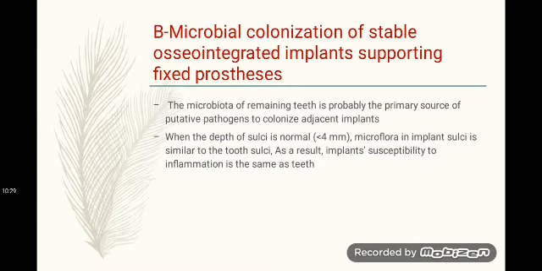Microbial colonization of stable osseointegrated implants supporting fixed prostheses: the microbiota of remaining teeth is probably the primary source of putative pathogens to colonize adjacent implants. Normal microflora in implant sulci is similar to tooth sulci. As a result, the susceptibility of implants to inflammation is the same as teeth.